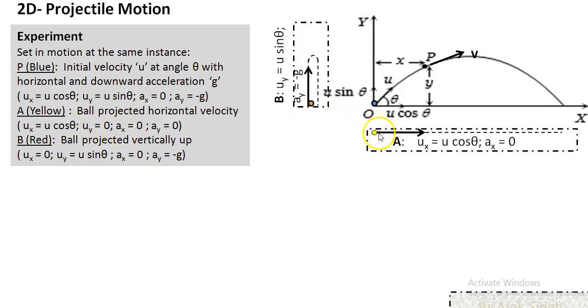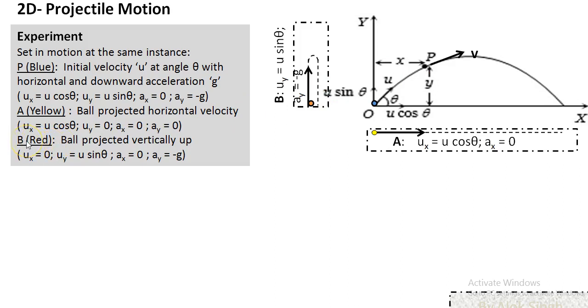The acceleration of this ball, yellow color ball, also is taken as 0, which is x component of acceleration of ball P. So ball A, the initial value of velocity and acceleration are x component of acceleration and velocity of P. Let me repeat again. So what is the motion of A? Initial velocity and acceleration are equal to x component of velocity and acceleration of projectile P or ball P.